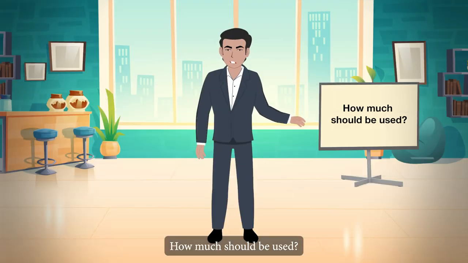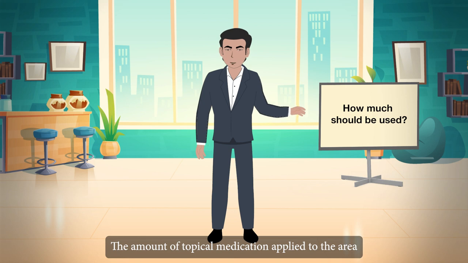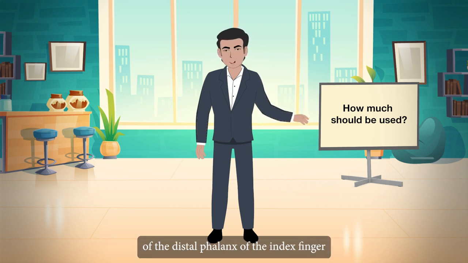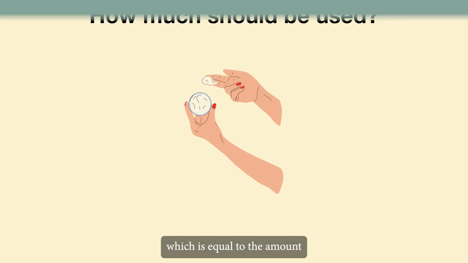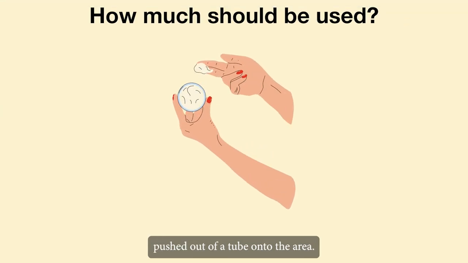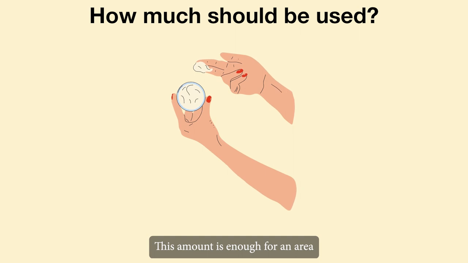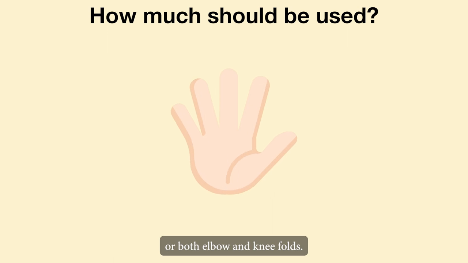How much should be used? The amount of topical medication applied to the area of the distal phalanx of the index finger is measured traditionally using the fingertip unit, which is equal to the amount pushed out of a tube onto the area. This amount is enough for an area the size of two palms, or both elbow and knee folds.